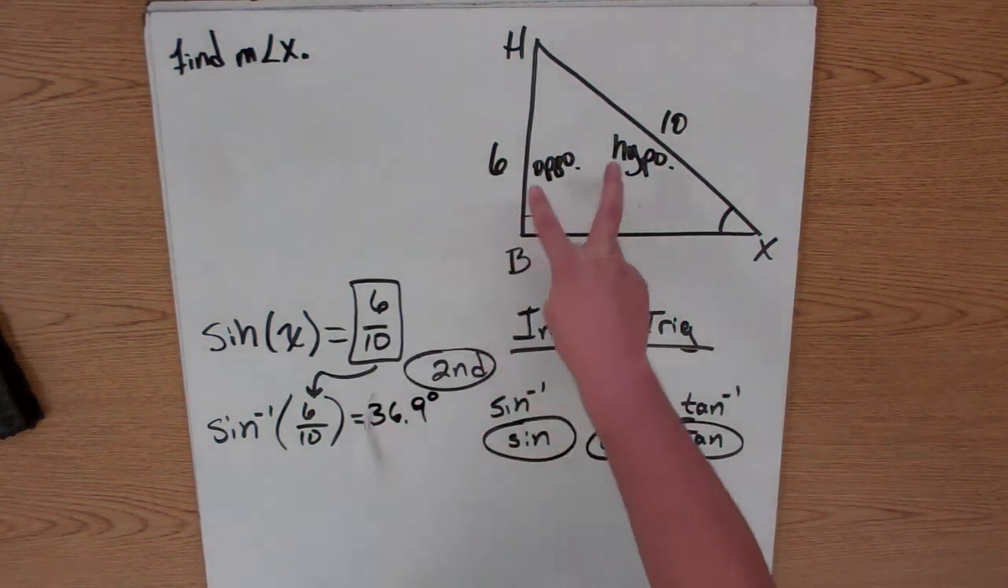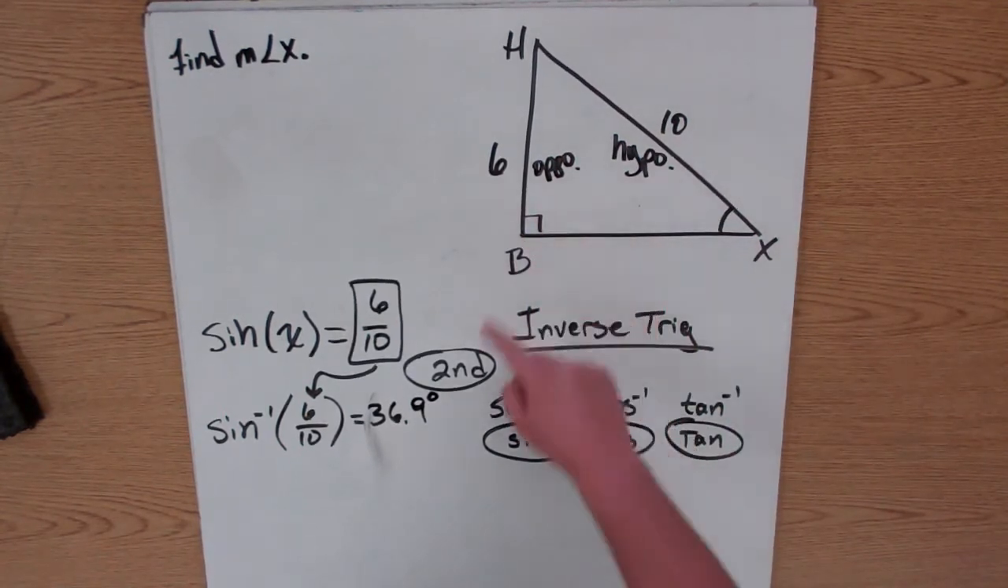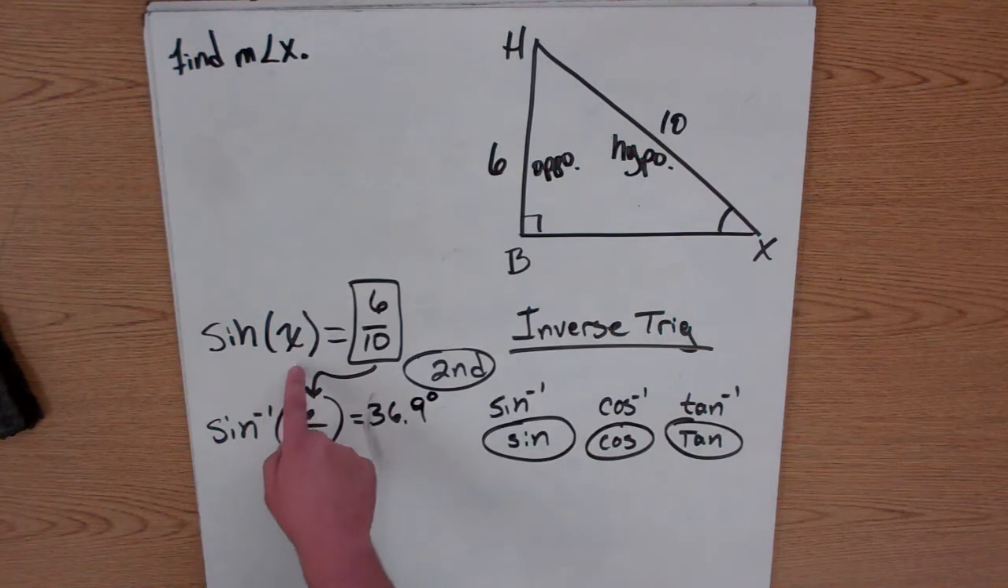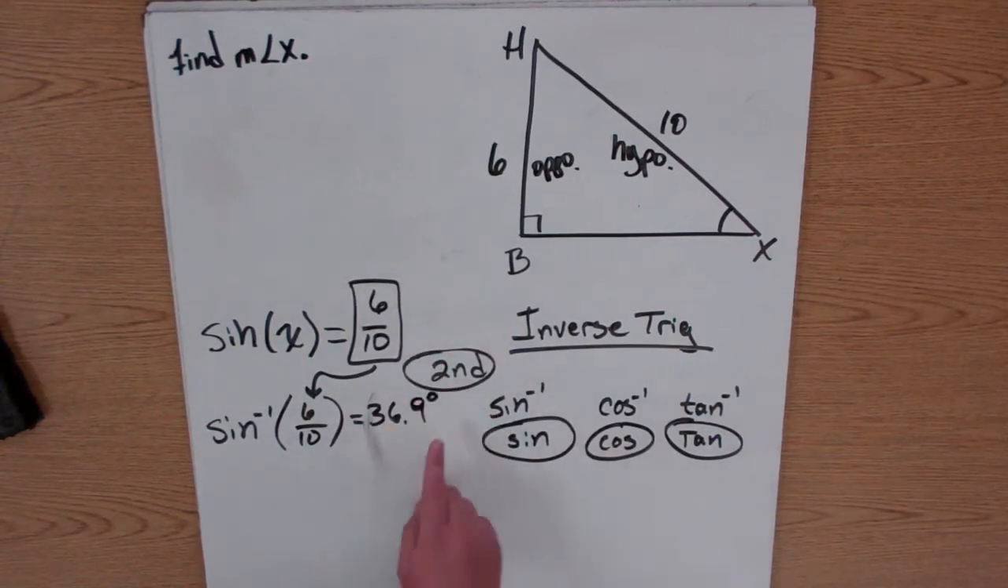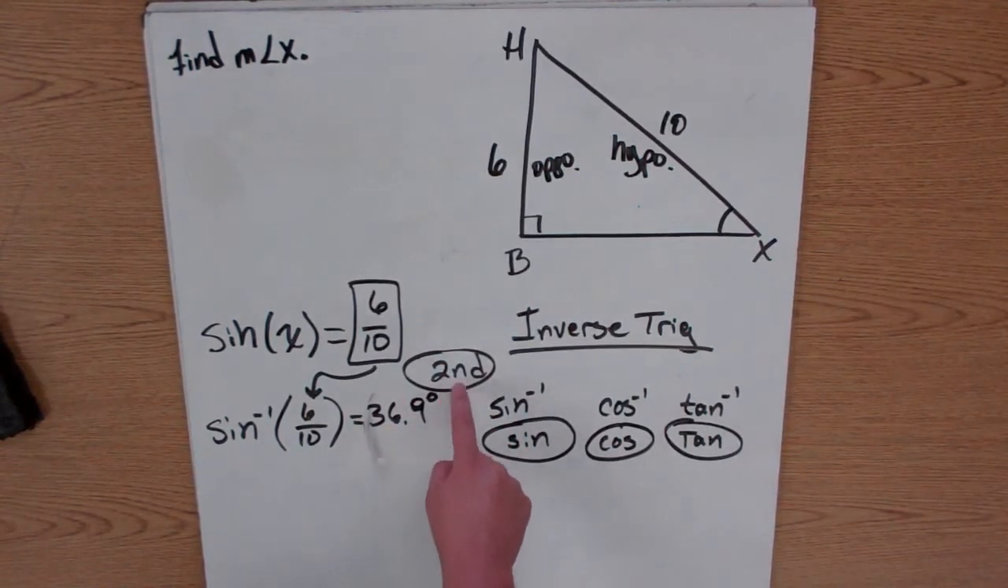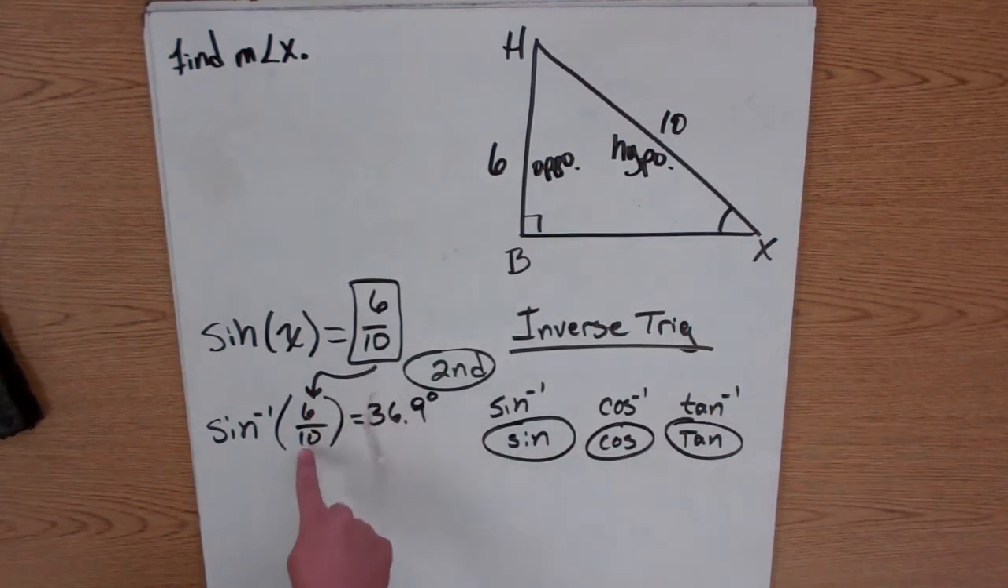You figure out which two sides you have. In our case, we had opposite and hypotenuse. And we knew that the sine of x equaled opposite over hypotenuse. So the sine of x was 6 over 10. Alright, so now to find our angle, we're going to hit second sine to bring up our inverse sine. We're going to put in that 6 over 10, so the inverse sine of 6 over 10, and that's how we're going to find our angle measure.